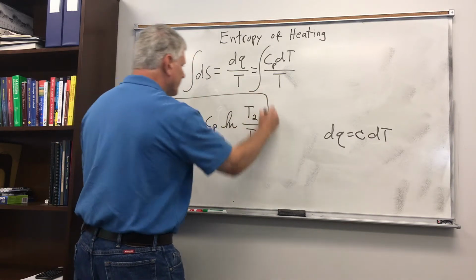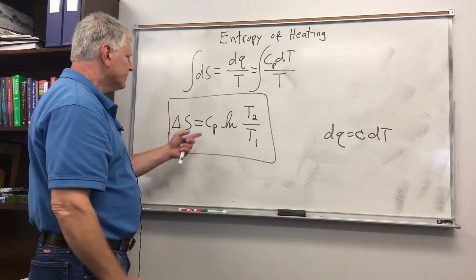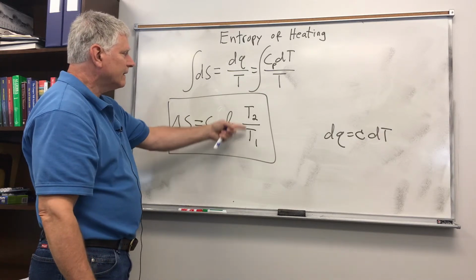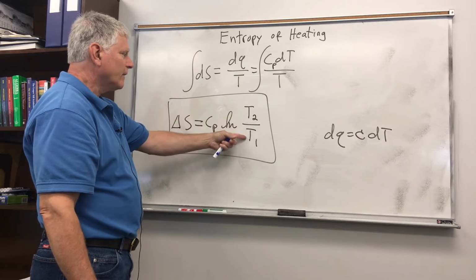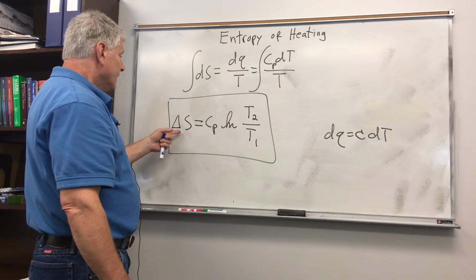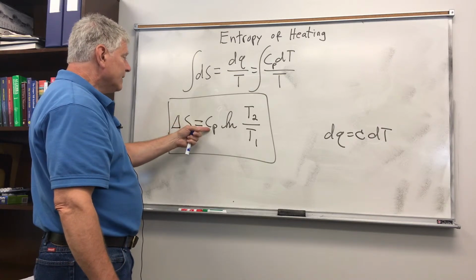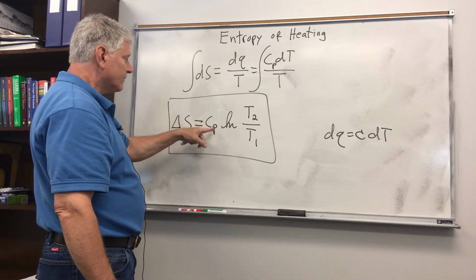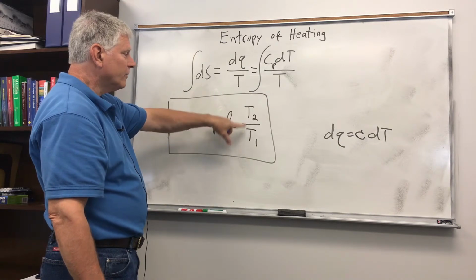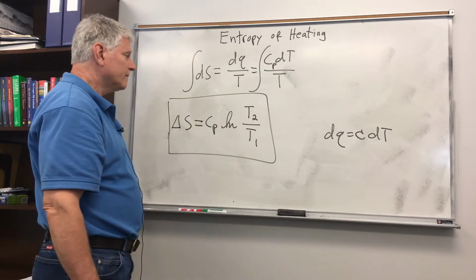So this will give me this equation. Under conditions of constant pressure, the change in entropy due to heating, and this is the higher temperature and lower temperature, or T2 and T1, is just the heat capacity at constant pressure times the natural log of the temperature 2 divided by temperature 1.